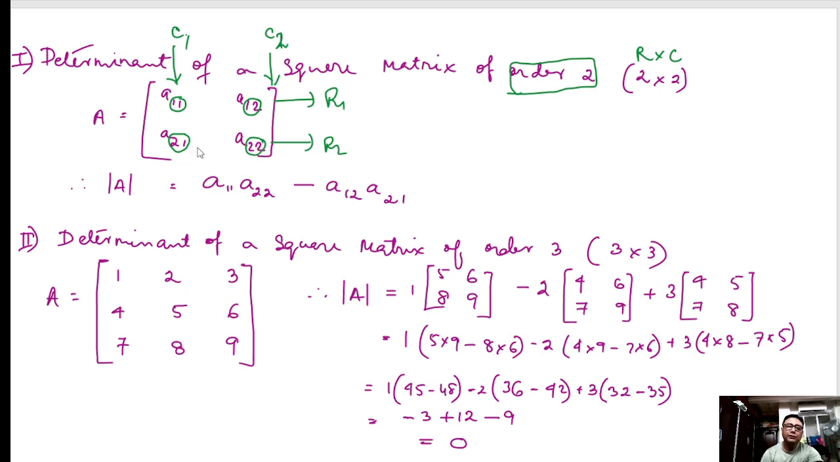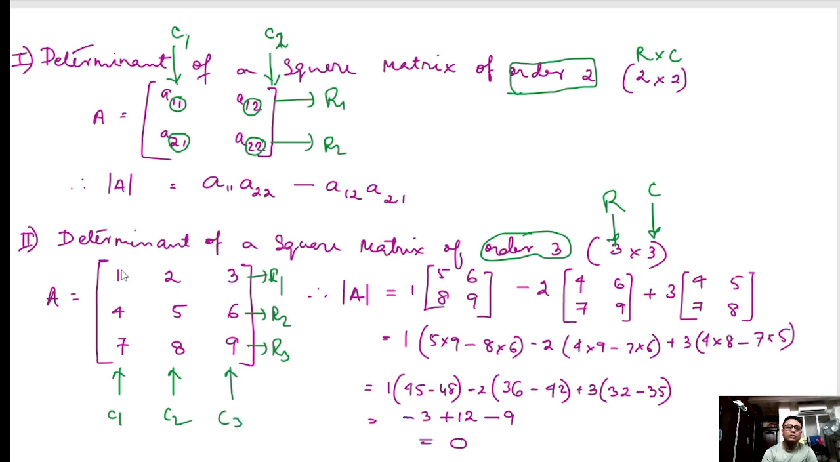Similarly, as you can see, this is a third order determinant. So there will be 3 rows and 3 columns. So 3 rows and 3 columns give you order 3. As you can see here, this is row 1, this is row 2, this is row 3, this is column 1, this is column 2, this is column 3.